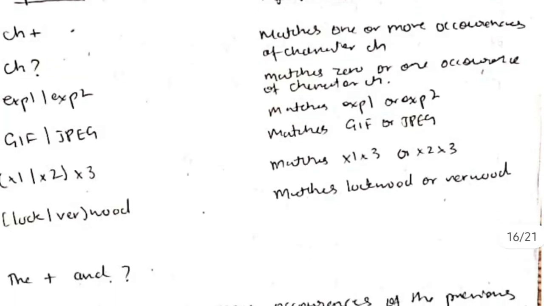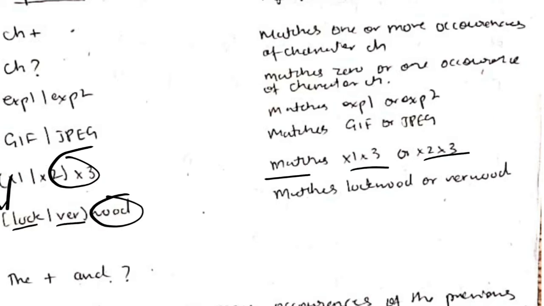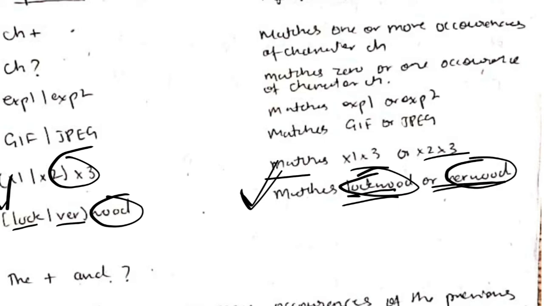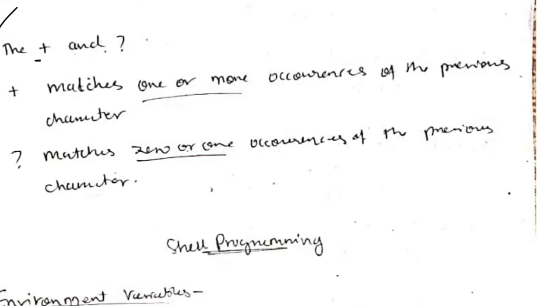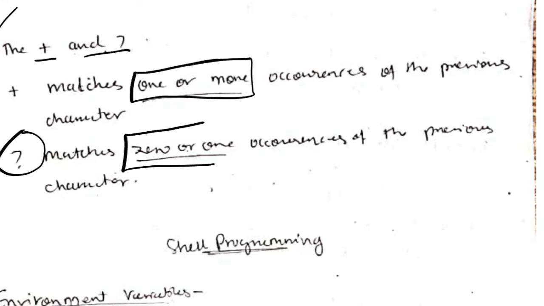And we can do that in this way also, like if I write here x1 or x2 and in the bracket I have x3, that means x1 with x3, that file will be displayed, and x2 with x3, that file will be displayed. For example, lock and where, ending with wood, means lockwood or wherewood. That will be displayed. Those files having these two words will be fetched and displayed. So remember this one is important. Plus matches one or more occurrences, question mark matches 0 or 1 occurrences.